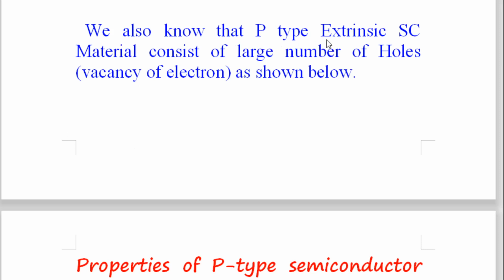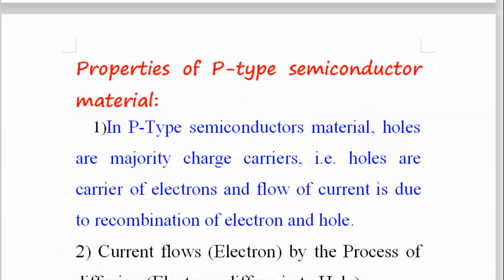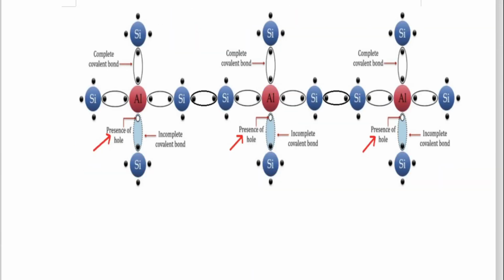We also know that p-type extrinsic semiconductor material consists of what? A large number of holes. And what is a hole? Hole is nothing but the vacancy of an electron. So first of all, we'll see the structure and then you'll understand.